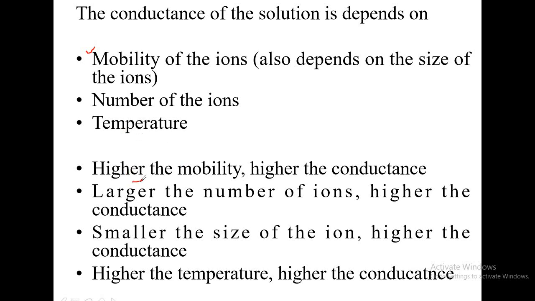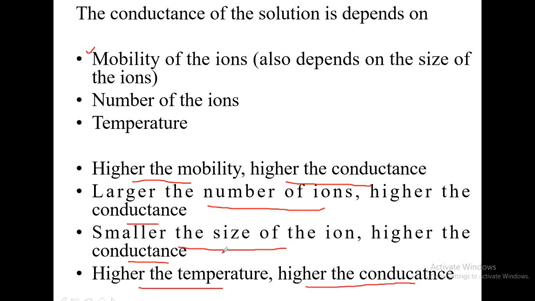Now higher the mobility, higher the conductance. If the ions have high mobility, then conductance is high. Larger the number of ions, higher the conductance. If more ions are there in the solution, then conductance is high. Smaller the size of the ion, higher the conductance. If the size of the ion is small, it contributes more to conductance. Higher the temperature, higher the conductance.